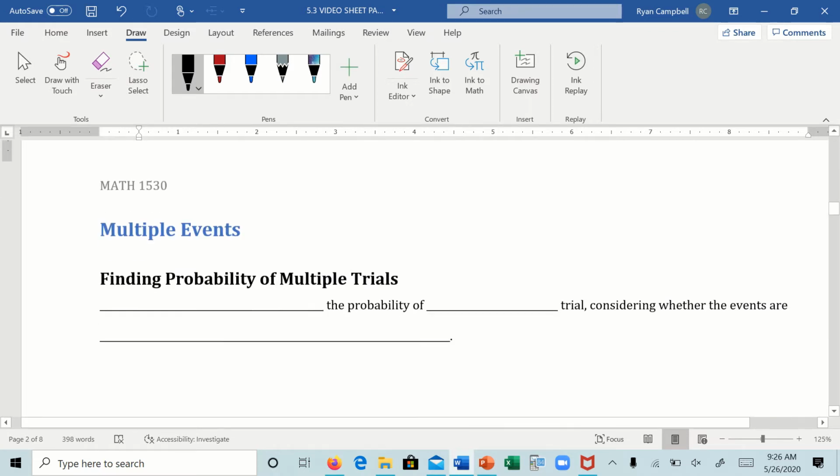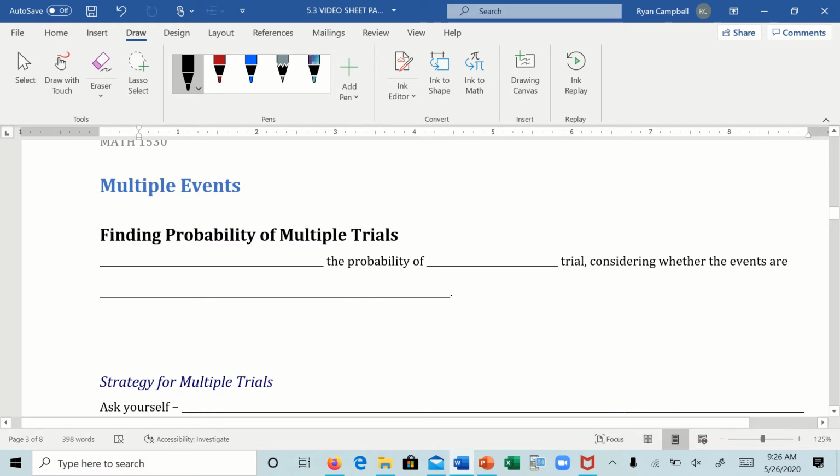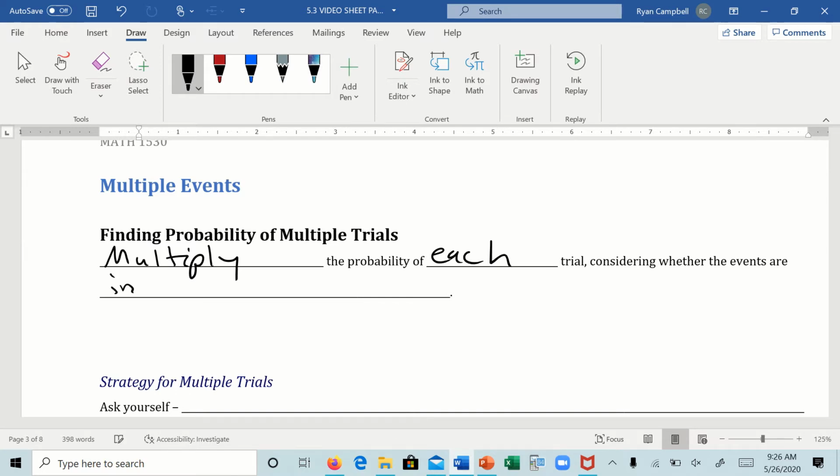All right, so let's start talking about multiple events. What is the probability of finding multiple trials? This is just straight off, you have more than one event that you're trying to get. So in general, what we will do is multiply the probability of each trial, considering whether they are independent or not. Because remember, if they're independent, the probabilities won't change, so we're fine. But if they're dependent, they will change. So we need to keep that in mind.